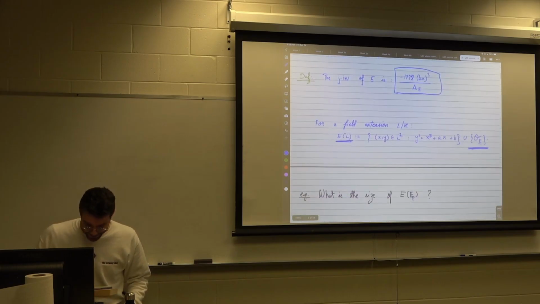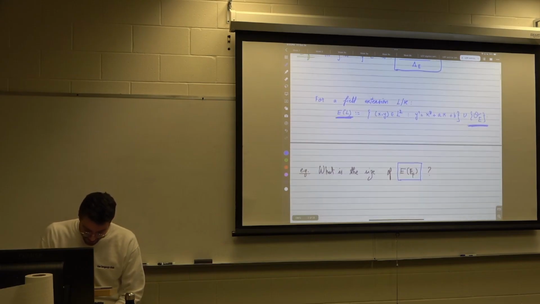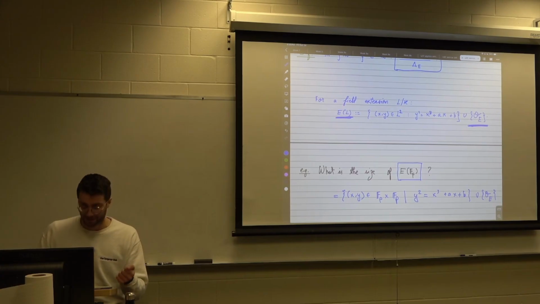Okay. So here's a question to test our knowledge. What is the size of this group here? Well, the set, because so far I've only said that it's a set. Okay, so I'll write down what this is supposed to be to help us. So this is basically all the points x and y in F_p cross F_p such that y squared equals x cubed plus ax plus b. And of course, I have to add the point at infinity because I made a big deal out of this earlier. Of course, you're not going to have an actual answer because I didn't say what a was and what b was, but let's still try to guess.